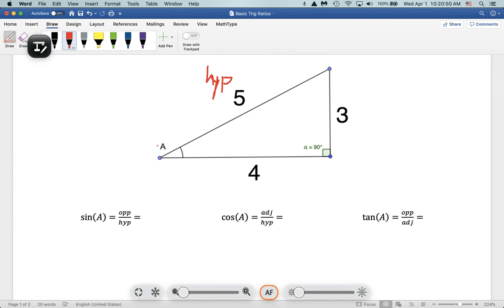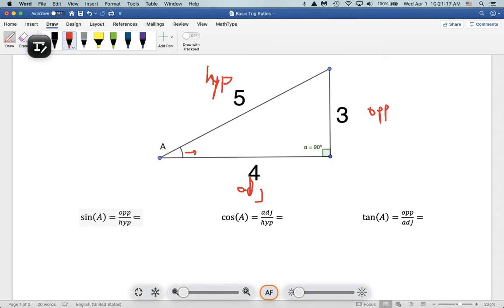If this is angle A, the hypotenuse makes angle A with this length down here, or this side 4, so this would be the adjacent side. And the side across from it, again, I like to point over to it, the side across from it is considered the opposite, or the side opposite. Now that I have my sides labeled, I can actually find my ratios.